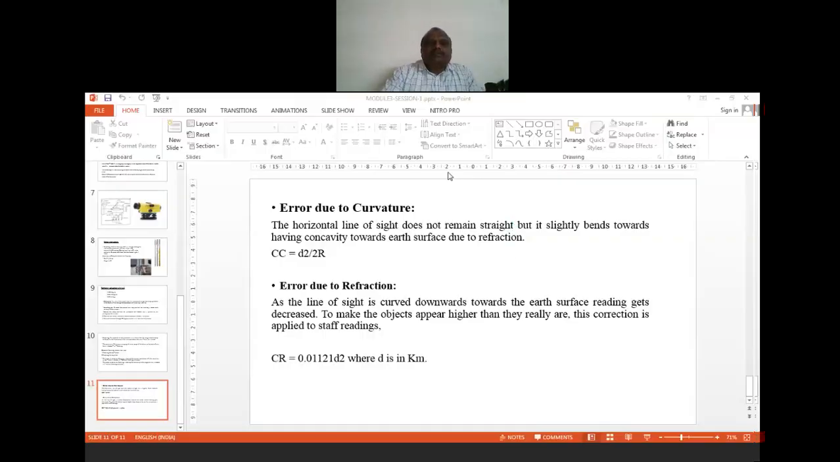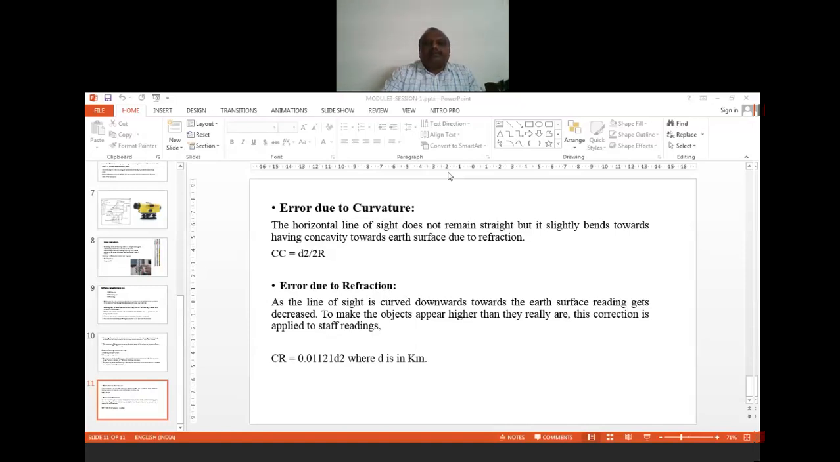Dear students, we should understand error due to curvature and error due to refraction in telescope. Why is this correction required? First, we'll discuss curvature error.